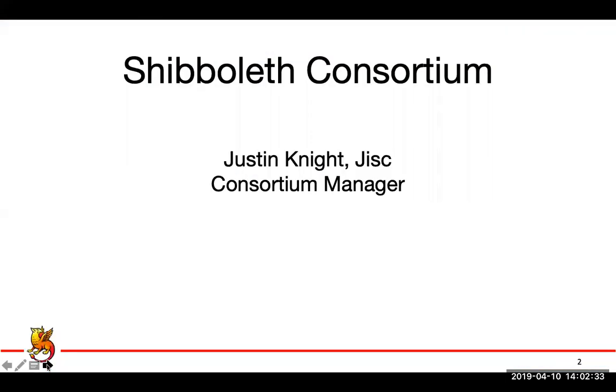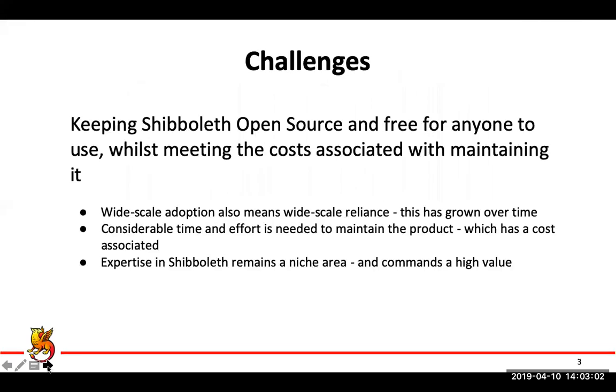Thanks very much, Kevin, and welcome everyone. Thank you for joining. As Kevin mentioned, my role is the consortium manager, but I work for JISC. For anyone who's not familiar, JISC are the NREN in the UK. We run a number of services like the Janet Network, UK Access Management Federation, we're the eduroam operator in the UK, and part of our role is also to manage the operations of the Shibboleth Consortium. I've been doing the role since about October 2014, and in that time, the challenges that we've seen in the consortium have been pretty consistent.